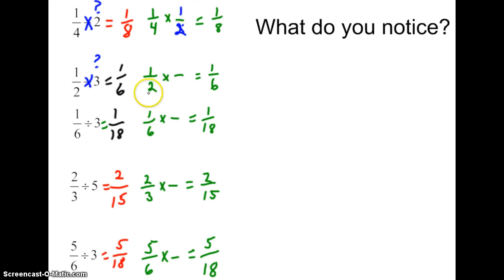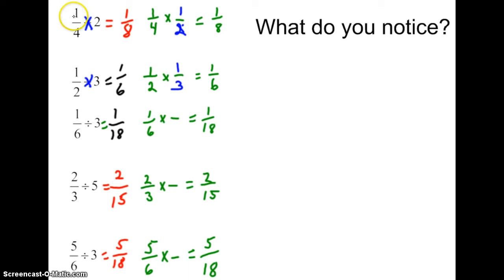How about for the second example? 1/2 times what number will equal 1/6? Well, 1 times 1 equals 1. 2 times what equals 6? Well, 2 times 3 equals 6. So do we notice a pattern here of some sort? And what I can do is I can go ahead and erase the little question marks. And what have we done here? What do you notice?